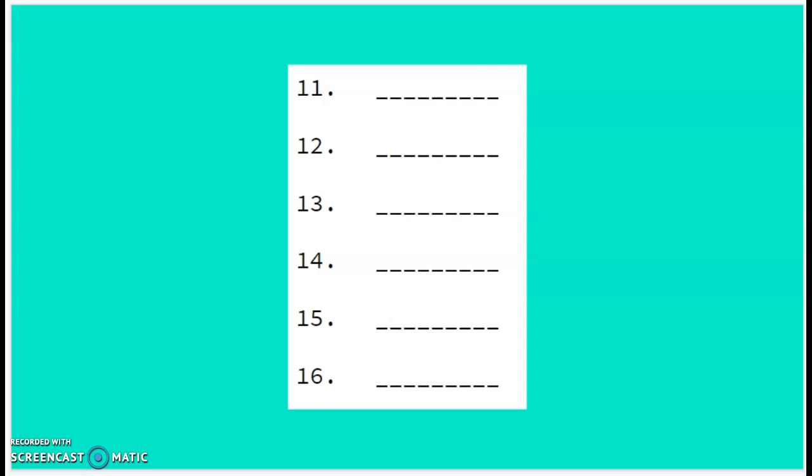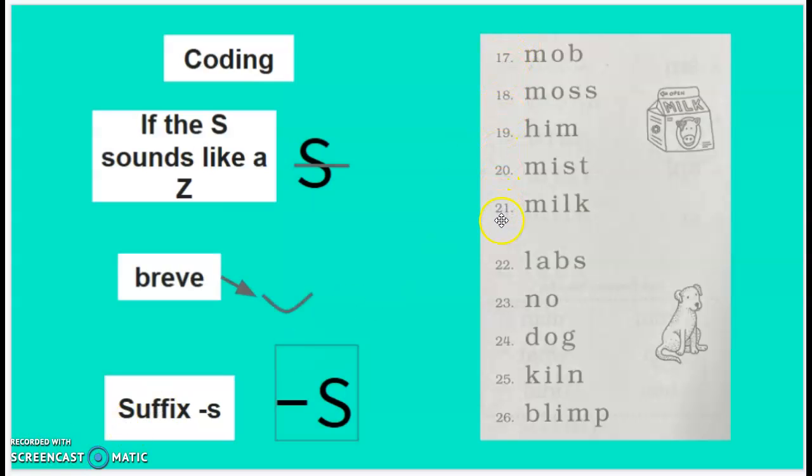When you're finished writing those words, look at questions 17 through 21. Which one of these words says milk? Milk. Match the correct word to the carton of milk. Then you may code 17 through 21. For 22 through 26, find the word that says dog, dog, and draw a line from the word to the picture of the dog. When you're finished, you may code 22 through 26.